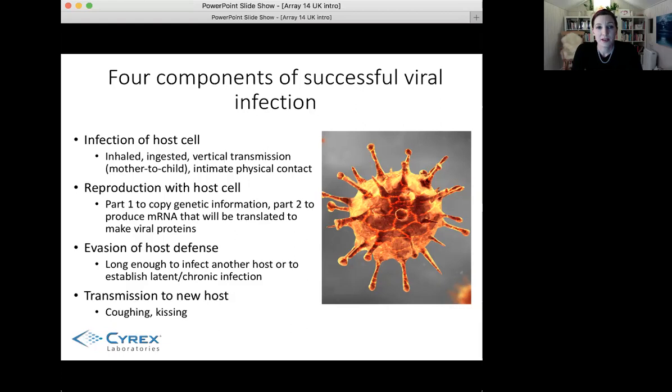So they have to copy their genetic information and produce mRNA that will be translated into viral proteins. And then once that mechanism is underway, they have to start to evade the host defenses. And this needs to happen for long enough to infect either another host or to establish a latent or chronic infection. So reading about viruses is a lot like reading science fiction.